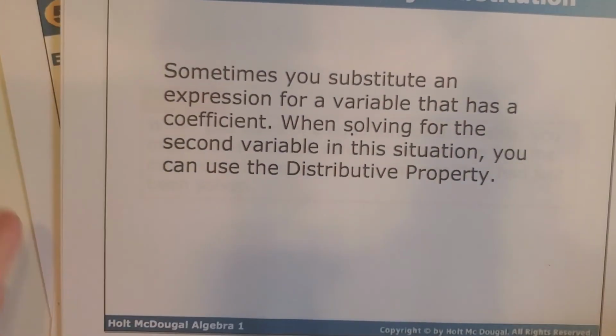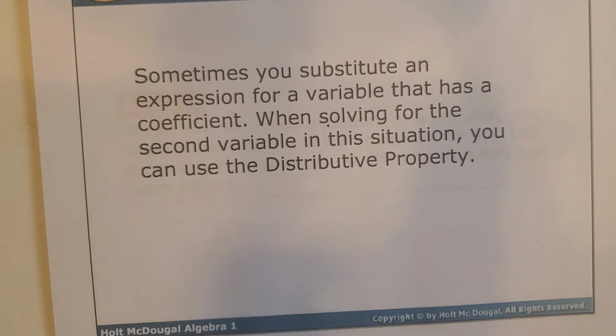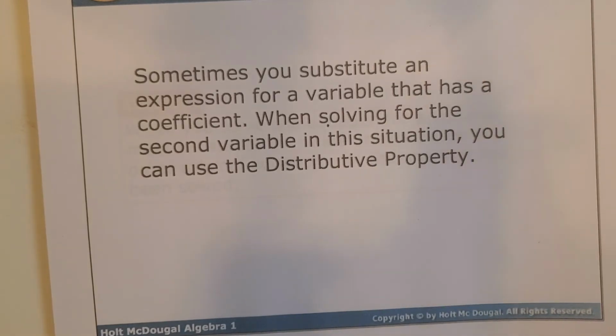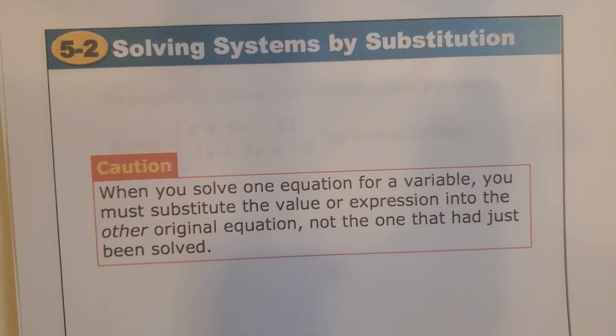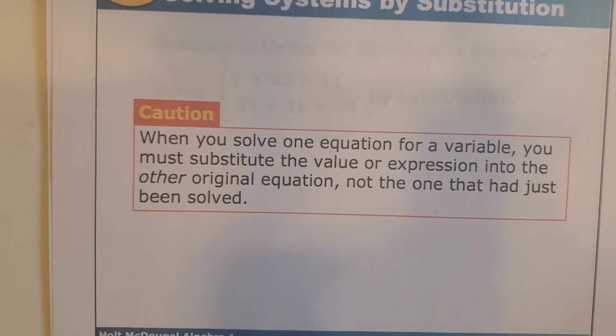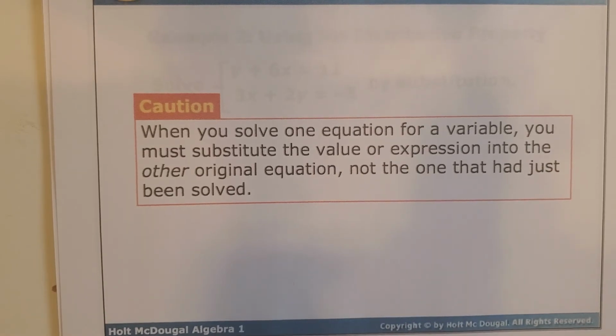Sometimes you substitute an expression for a variable that has a coefficient. When solving for the second variable in this situation, you can use the distributive property. I think that's pretty much self-explanatory, and I think there will be some problems like that, maybe in a little bit. When you solve one equation for a variable, you must substitute the value or expression into the other original equation, not the one that had just been solved. That's what I was just saying.